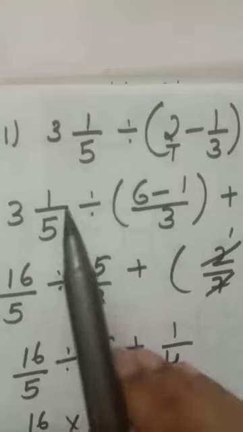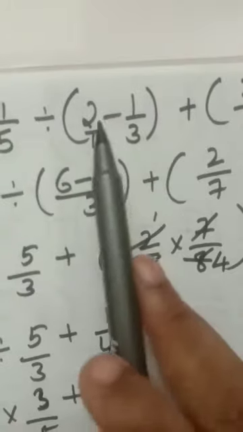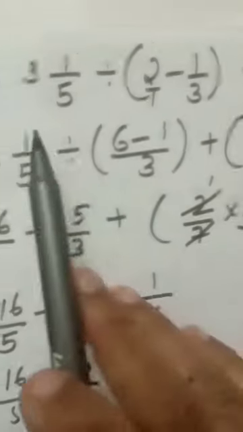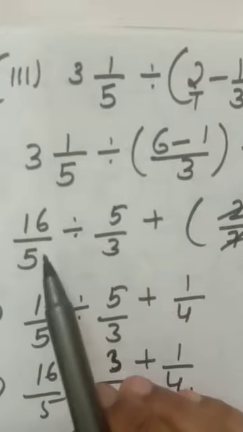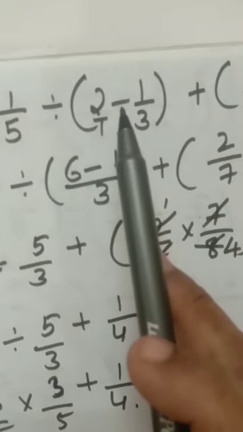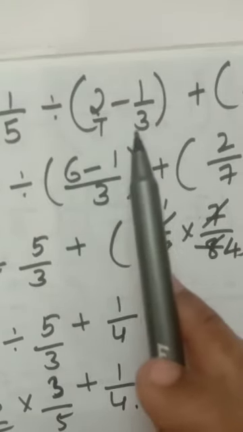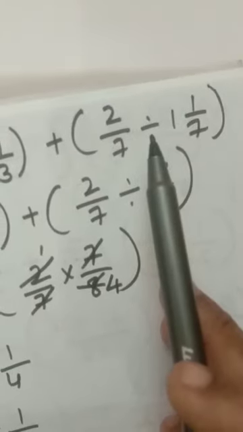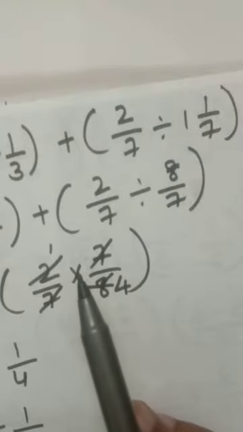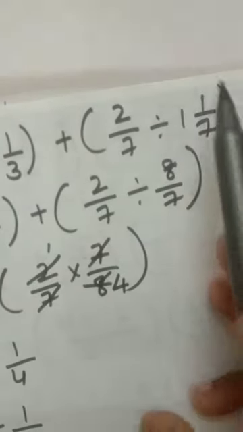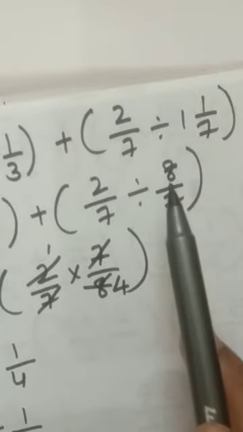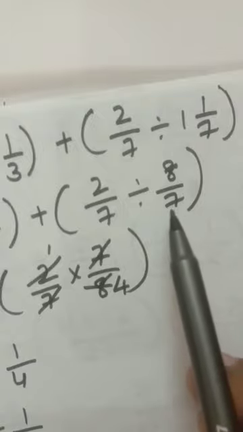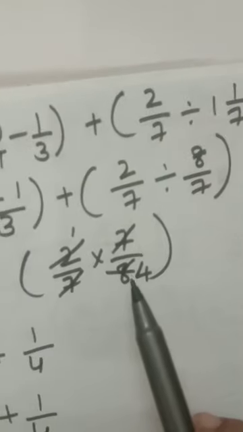Next: 3 and 1 by 5 divided by 2 minus 1 by 3 plus 2 by 7 divided by 1 and 1 by 7. Make improper fractions. Here subtraction means you have to make the denominator the same, cross multiplied. Here division means it will convert to a multiplication sign, and the second number takes a reciprocal, making an improper fraction. The reciprocal of the second number: 7 will come up, 8 will come down.